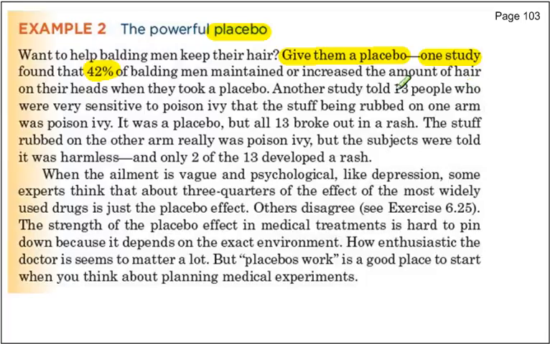This is another amazing one here. They told 13 people who were very sensitive to poison ivy that the stuff being rubbed on one arm was poison ivy. It was a placebo. So they were getting fake poison ivy on the one arm, but all 13 broke out in a rash because they thought it was poison ivy, even though it wasn't. The stuff rubbed on the other arm really was poison ivy, and they were told it was harmless, and only 2 of the 13 developed a rash.